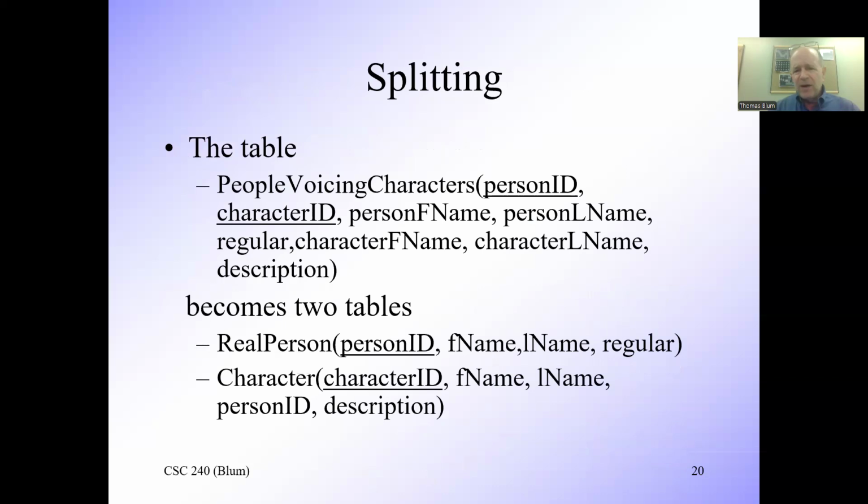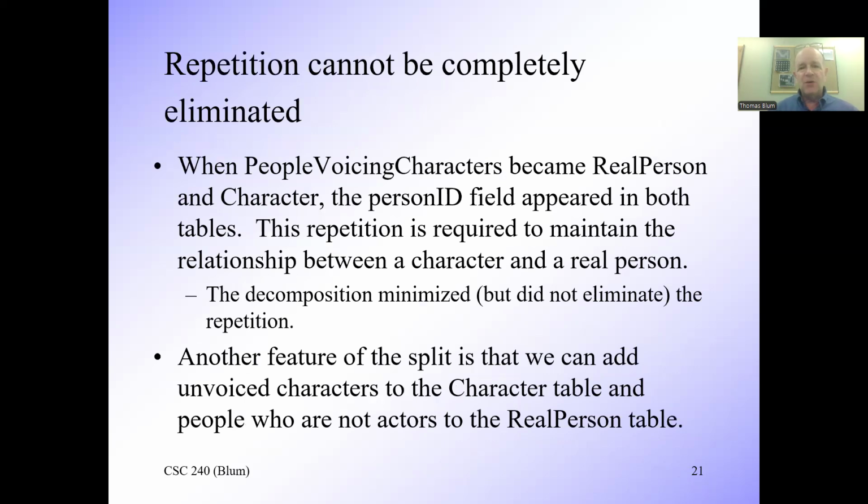Okay. So if we split this table, originally we had a table that had both sets of information, people and characters, and then we imagined splitting them into a real person and a character table. The real person had a person ID and the character had a character ID, but then the character table ended up with a person ID as a foreign key. So the relationship is maintained, but we've reduced the redundancy by making more tables.